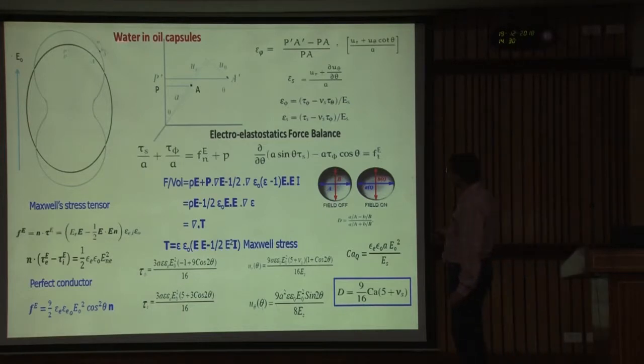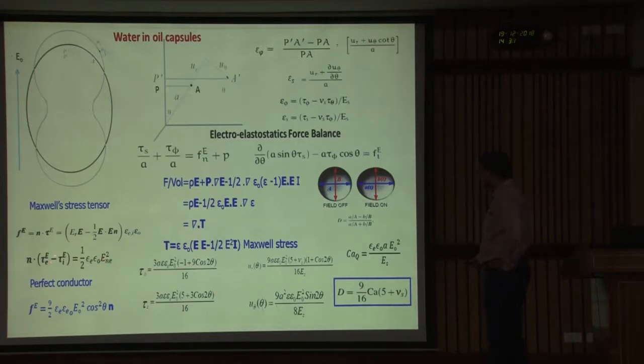So as I said, I am looking at water in oil capsules, and in this literature, water would typically be considered as a perfect conductor. The conductivity of water would be 10 power 6, 10 power 7 times higher than that of the oils, and so you can assume it to be a perfect conductor. There are no electric fields present inside the water droplet. And so the electric field is present only in the oil medium, and so you can write the Maxwell stress as proportional to the squared of the electric field in the outer medium.